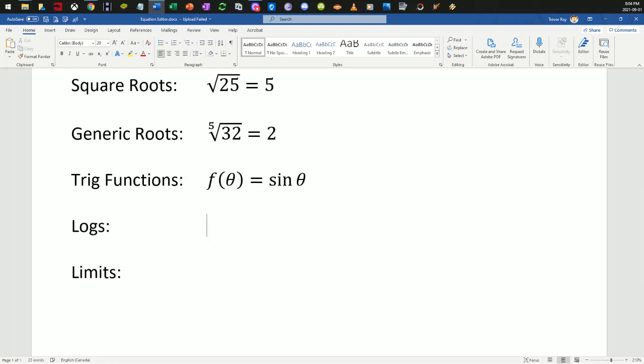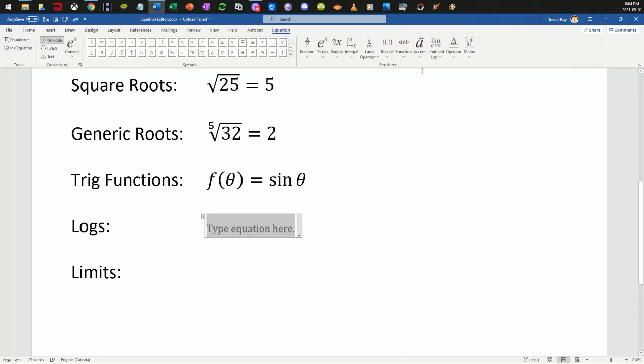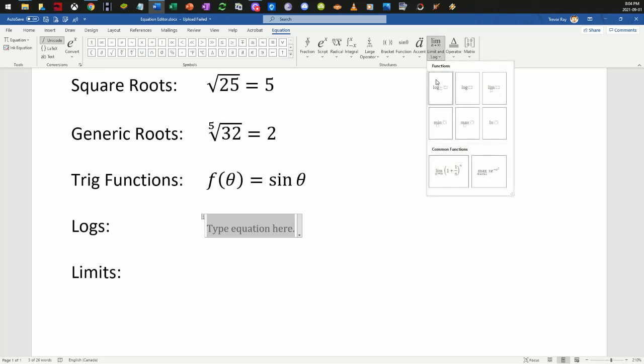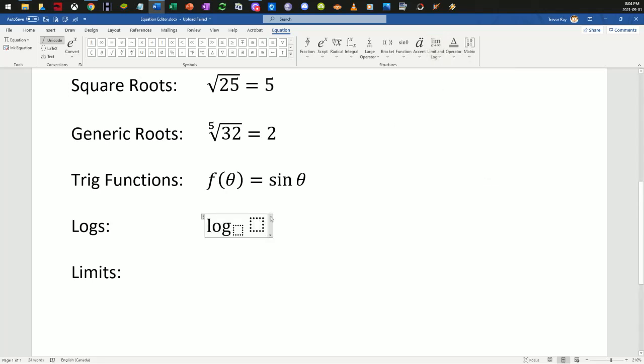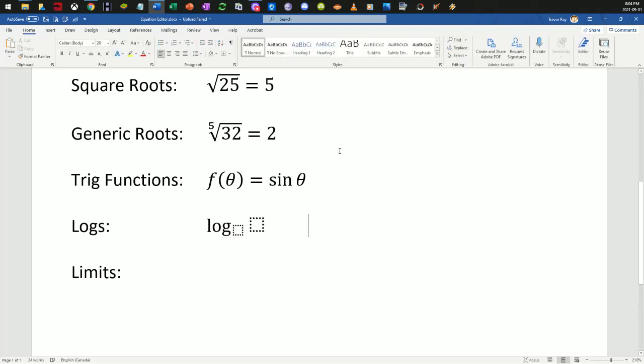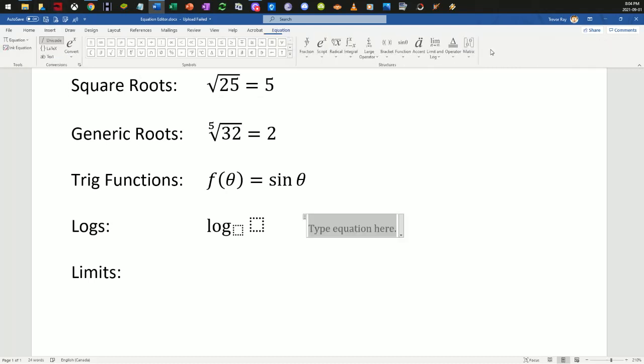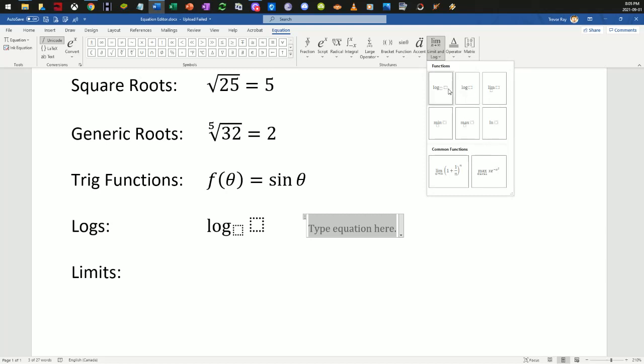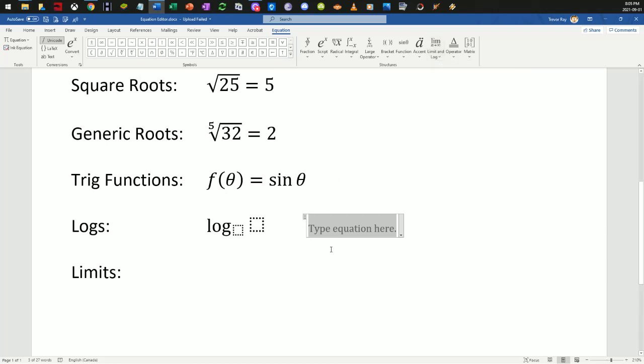Logarithms, very similar to exponents, but backwards. Insert equation under limits and logs. Limits you're probably not familiar with, but logs you may have seen before. So we can put in something there. There are two parts here: the base, and the actual input value. By default, I think you can get it without the place to put in the base. So you can use the second one here, but we'll usually use the first one so we can plug in the base to make sure we can see it's there.